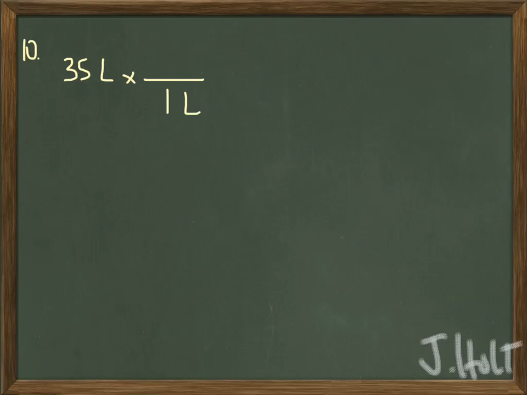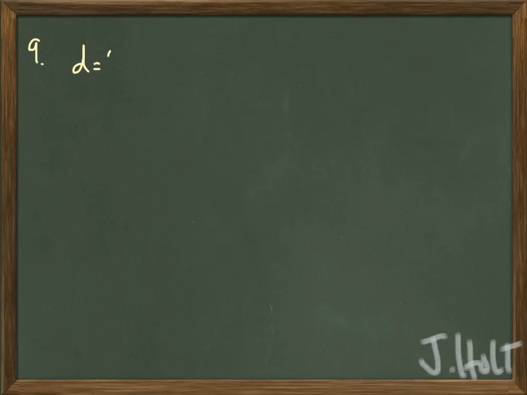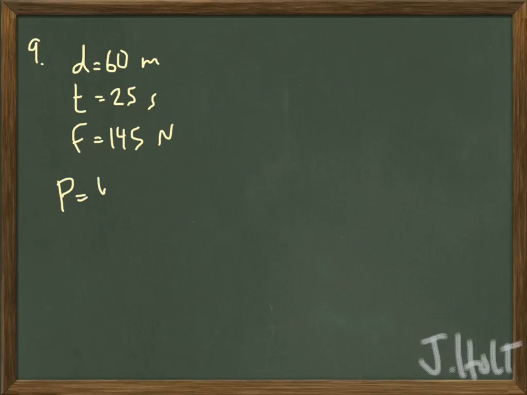Oops, did I skip one? Let me go back. Here we go. Alright, we're given the distance, we're given a time, and we have a force. To find the power, let's do the same thing we did last time. Power is work divided by time, but we can rewrite that as FD divided by time because we know that work is equal to FD.